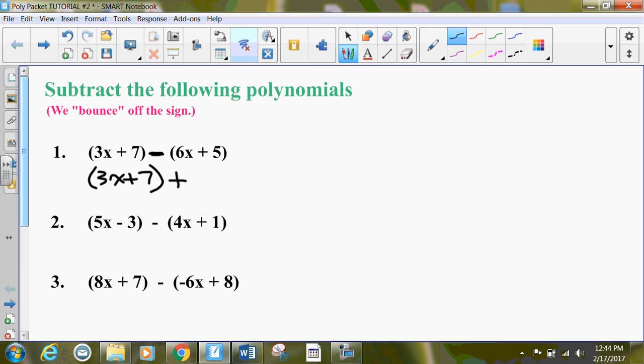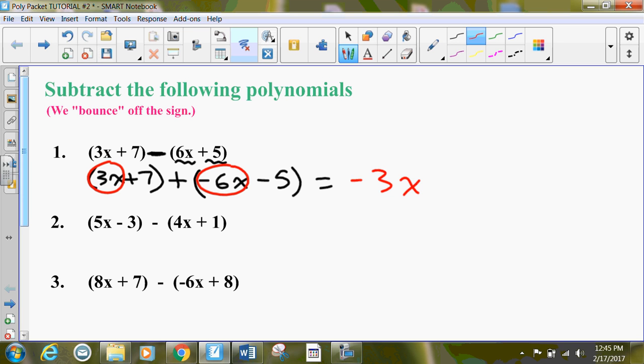But if you change that minus sign to a plus, that means that every other term that comes after that minus sign, their signs have to change. So that means that this was a positive 6x, not anymore, we have to change it. This was a positive 5, not anymore, we have to change it. And now, if you do that, you don't have to bounce off the minus sign because there isn't a minus sign. Now you just have to combine like terms. And we would say 3x plus negative 6x is negative 3x, and 7 minus 5 is a positive 2. So either way you want to do that, you can use either method.